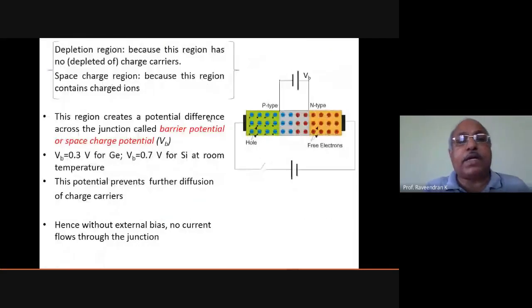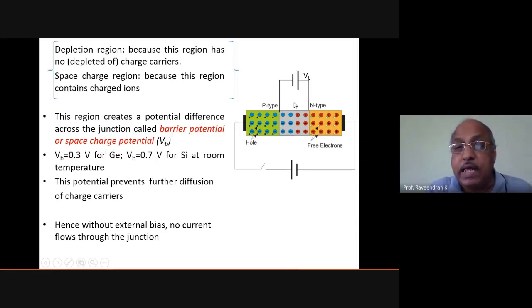That particular region has been depleted. There is no charge carrier, and that is why it is called the space charge region, because this region contains charged ions only, since the space charges recombine with each other to maintain a charged ion. A charged ion means an immobile, charged ion.